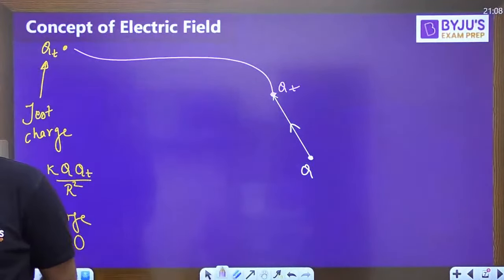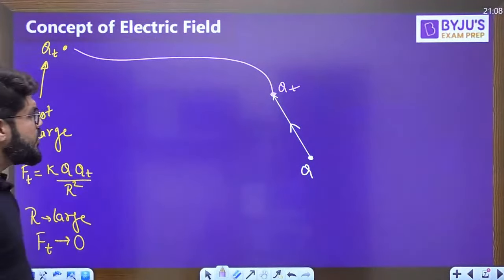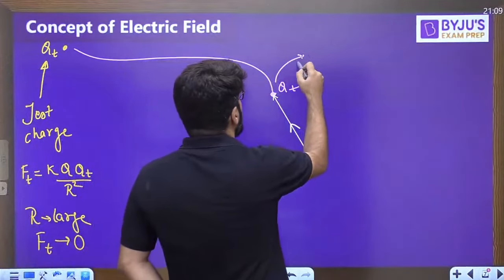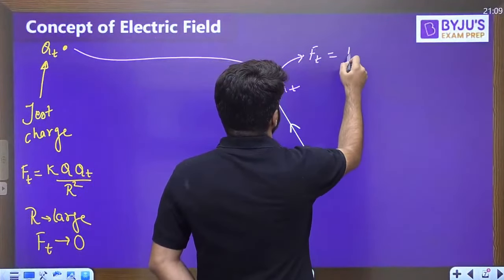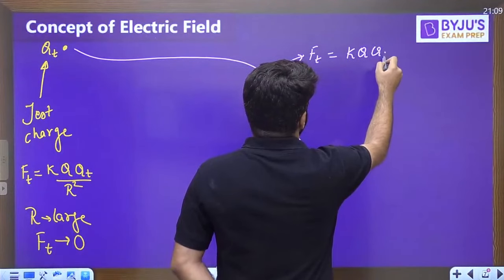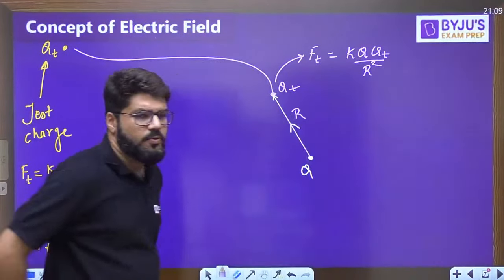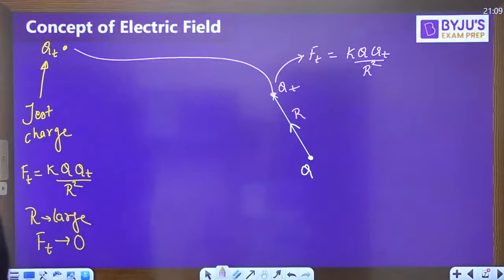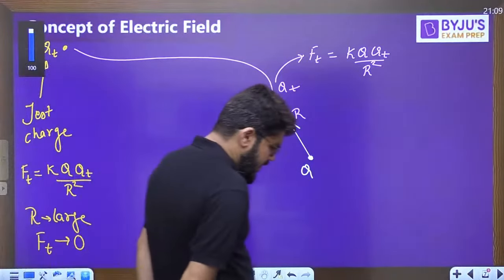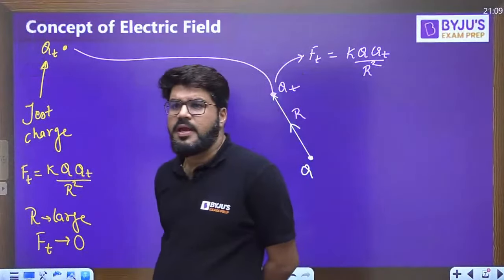So the Qt now comes close to Q, due to which it experiences a force which is given by kQQt upon r square. This is the value of r right now.